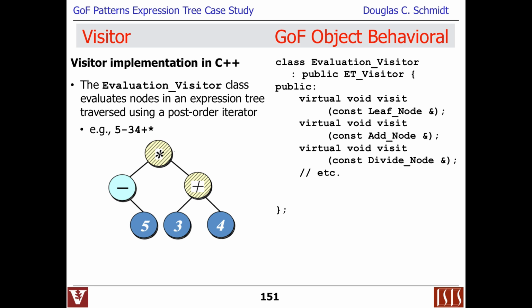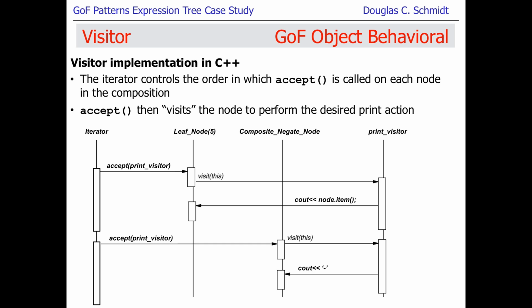I'm just curious as to why for the leaf node it was just cout this dot item. Oh, because that's item, in our particular implementation, item returns the value. You could also overload item to return plus or minus or whatever. You could do that too. It just gets confusing. Okay, so that's a little, yeah, Danny.